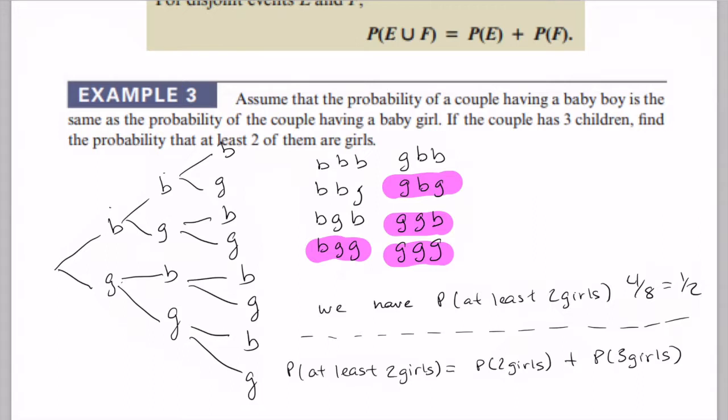Because they are disjoint events. So how many did we have? 3 out of 8 for 2 girls, and we had 1 out of 8 for 3 girls, which is 4/8, which equals 1/2 as well.